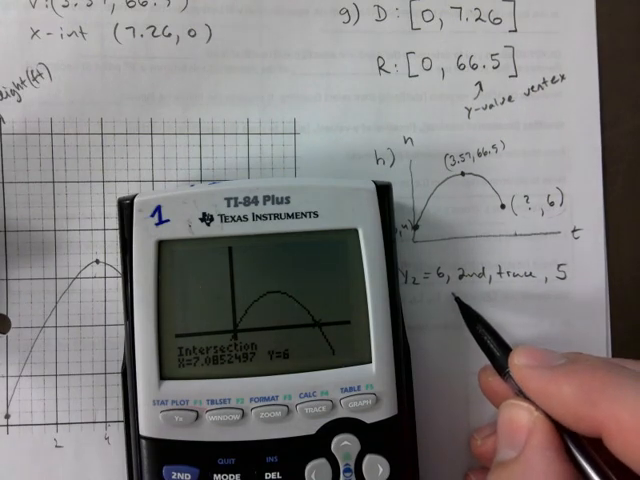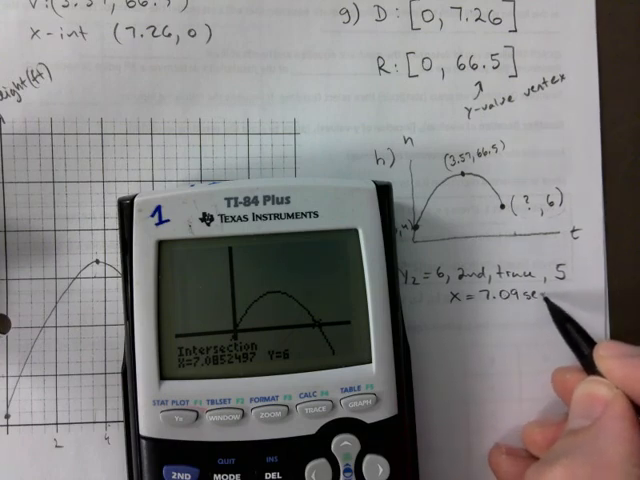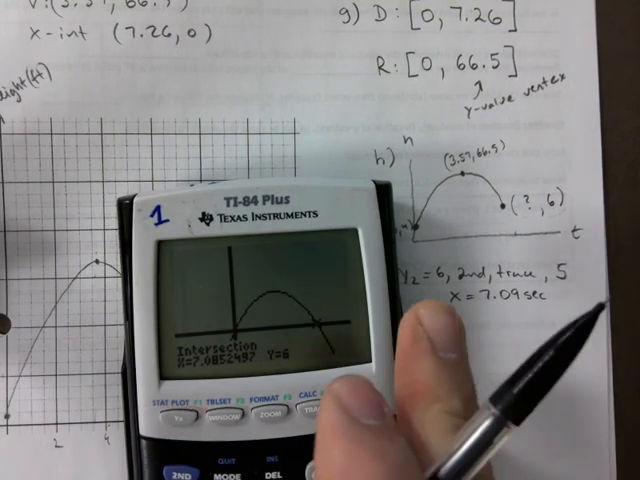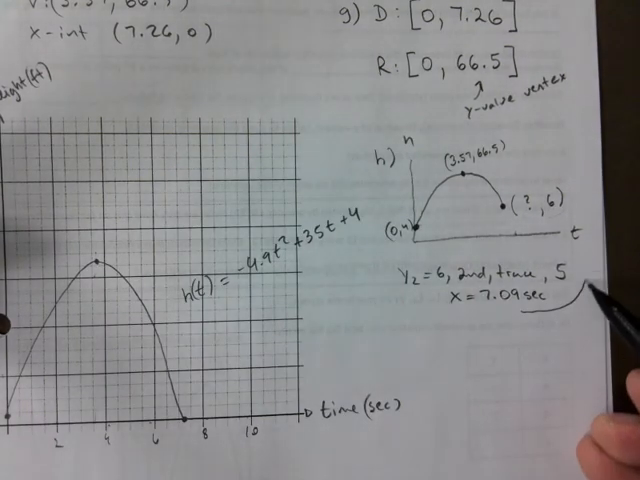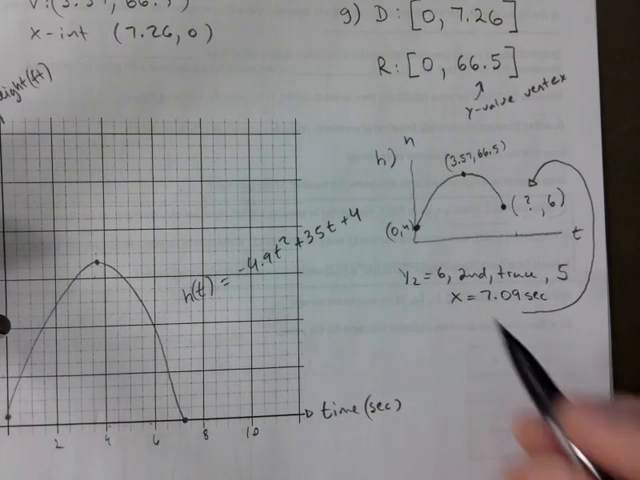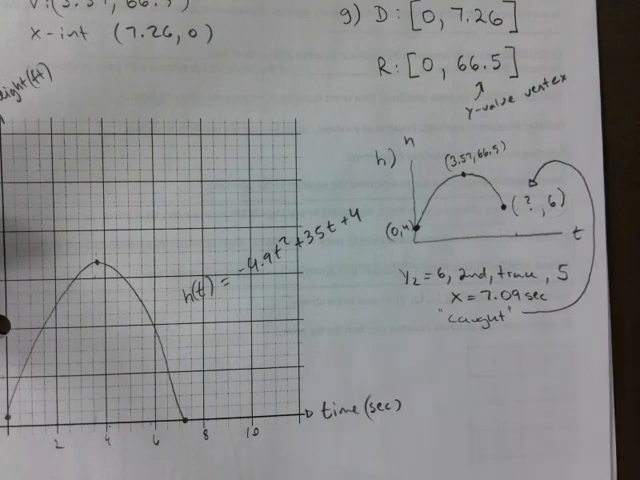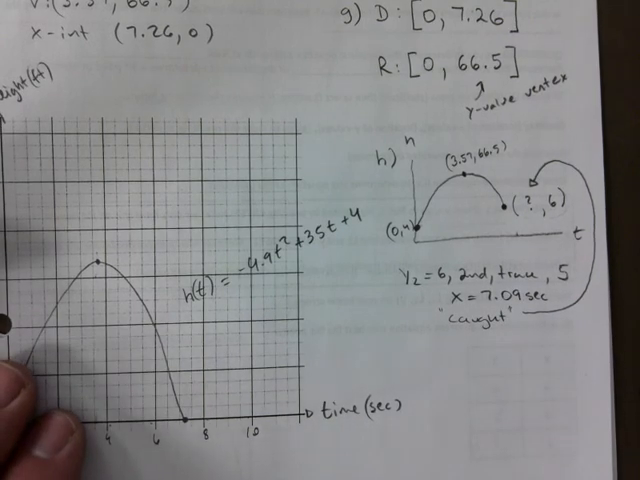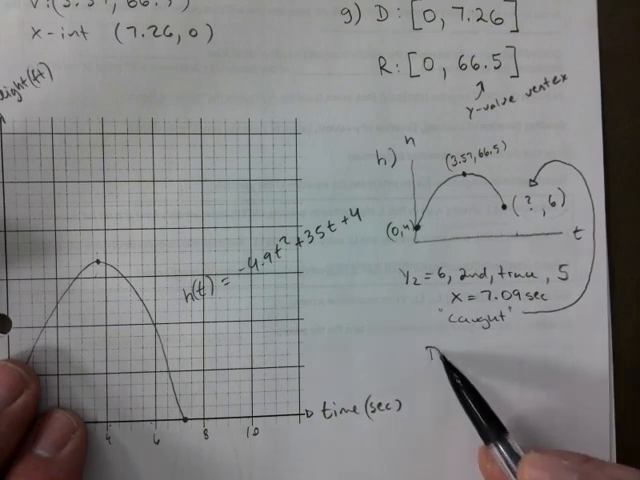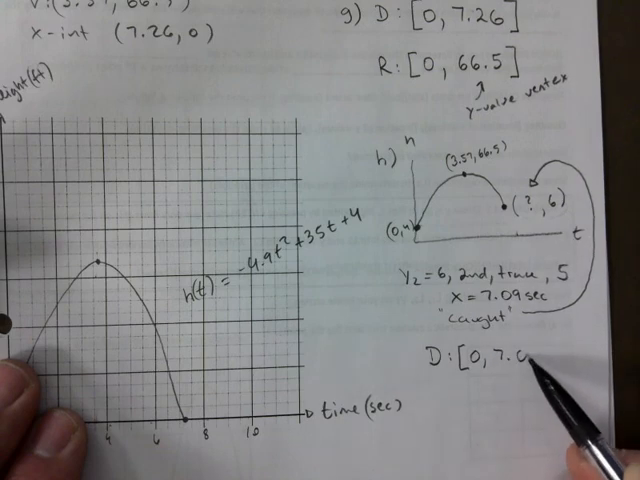And what do you get? You get x is equal to 7.09 seconds, right? So this is the time where it's caught, right? Caught after 7.09 seconds. So even though the time is almost negligible, right? The amount of time that is the difference. We would say that the domain is 0 to 7.09.